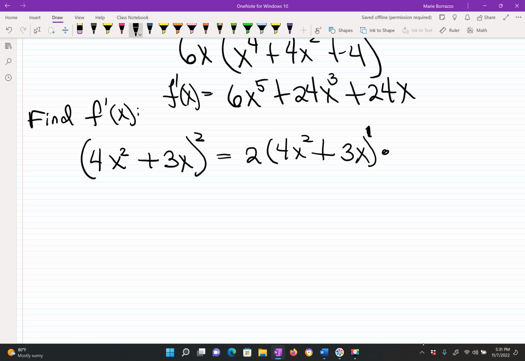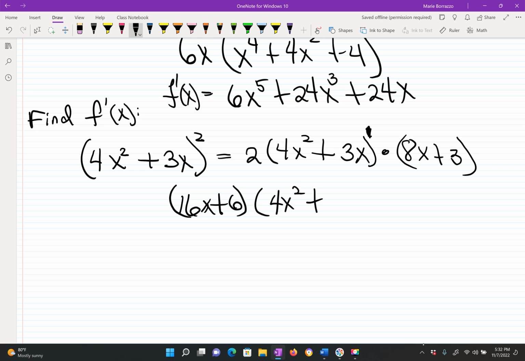I'm just putting this here to remind you. Take away 1. And that gives you 8x here. So you have 16x. Wouldn't it be 8x plus 3? Look at you. Awesome. So you get 16x plus 6 times 4x squared plus 3x. And now we just FOIL.